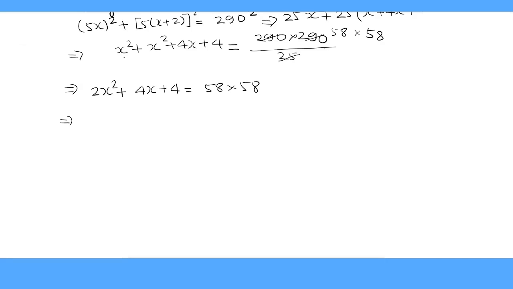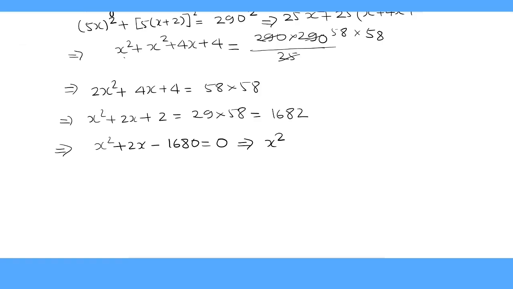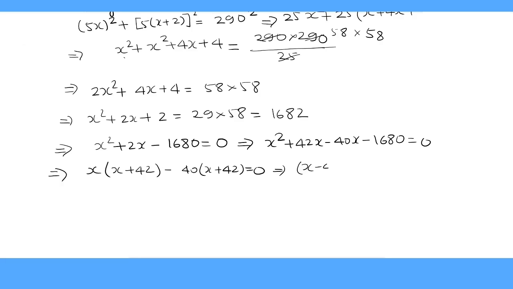Dividing both sides by 2, we get x squared plus 2x plus 2 equals 29 multiplied by 58, which is 1682. So x squared plus 2x minus 1680 equals 0. We split 1680 into two parts such that their difference is 2. So we do like this: x squared plus 42x minus 40x minus 1680 equals 0. We take common x, this gives us x plus 42 minus 40 into x plus 42 equals 0. So x minus 40 into x plus 42 equals 0. Therefore x equals 40 or x equals minus 42.